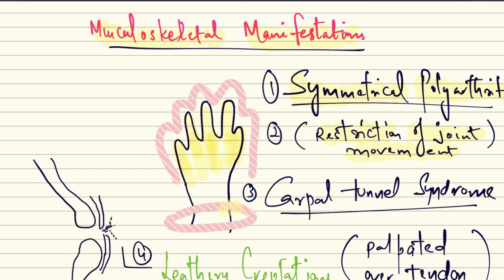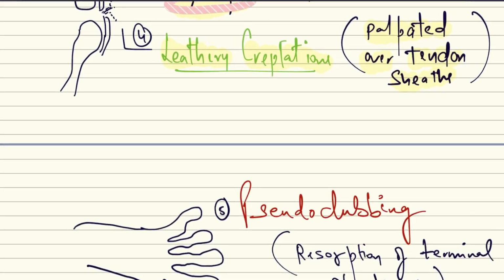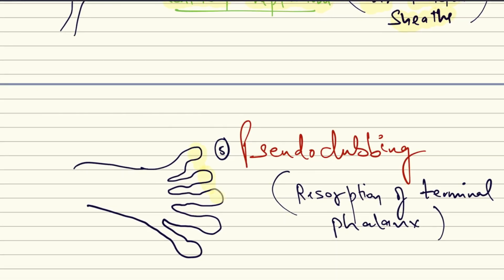Also, because of collagen deposition around the wrist, this contributes to carpal tunnel syndrome in these patients of systemic sclerosis. Also, there is inflammation especially around the joints. In the tendon sheaths, you will find leathery crepitations, and these leathery crepitations can be palpated over the tendon sheaths in patients of systemic sclerosis. Also, you will find there is resorption of the terminal phalanx, and because of this resorption, this leads to pseudoclubbing in patients of systemic sclerosis.